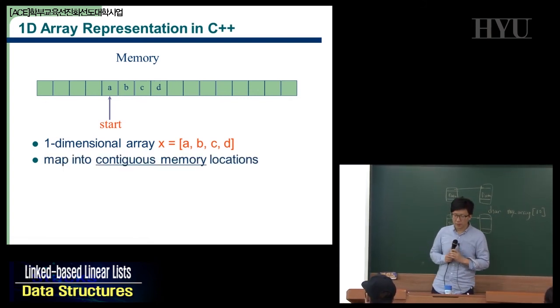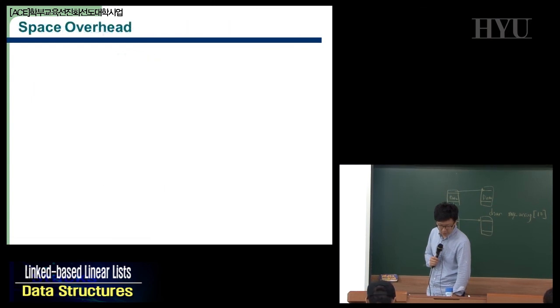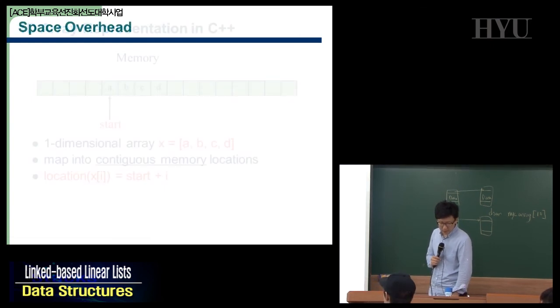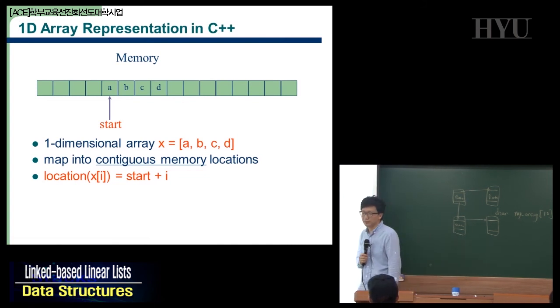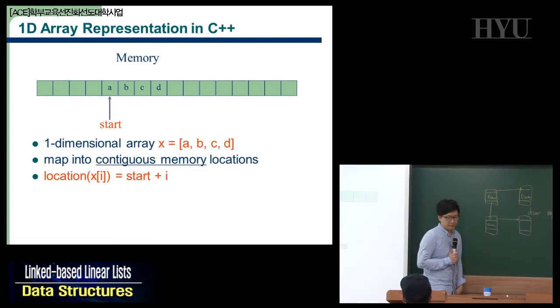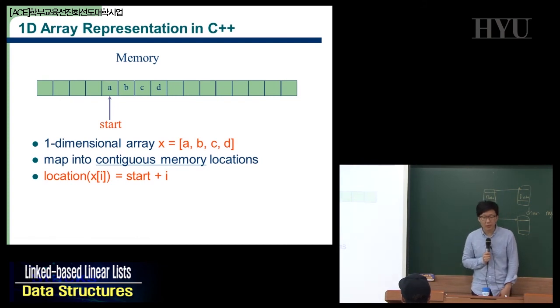Here is an example of one-dimensional array. Sorry. I promise I will remove this animations. I don't like this animations. One-dimensional array X, A, B, C, D map into a contiguous memory location.